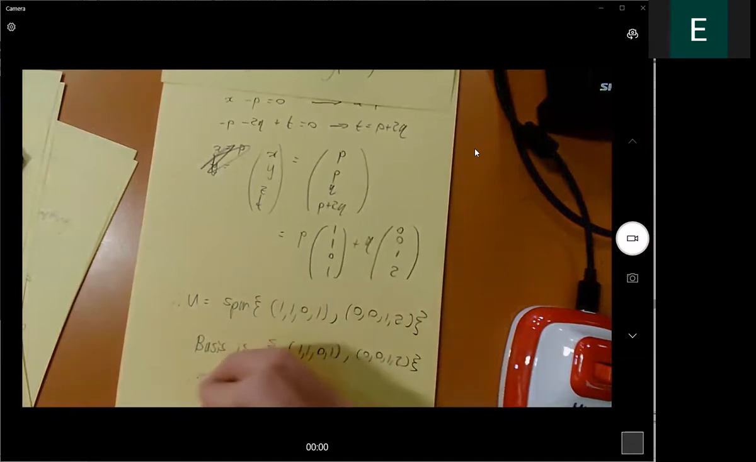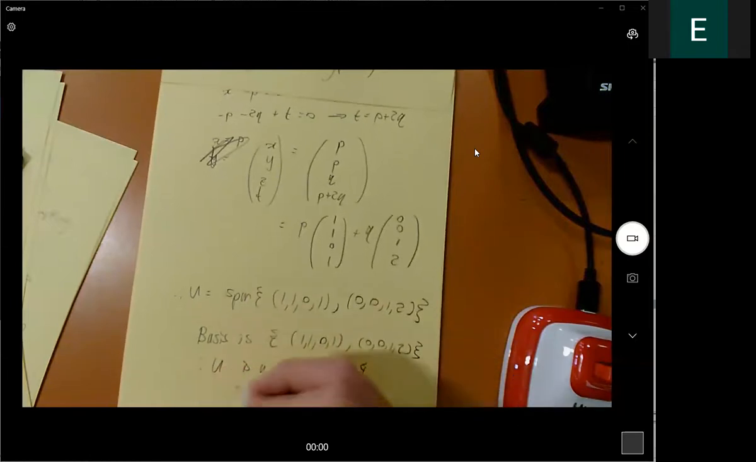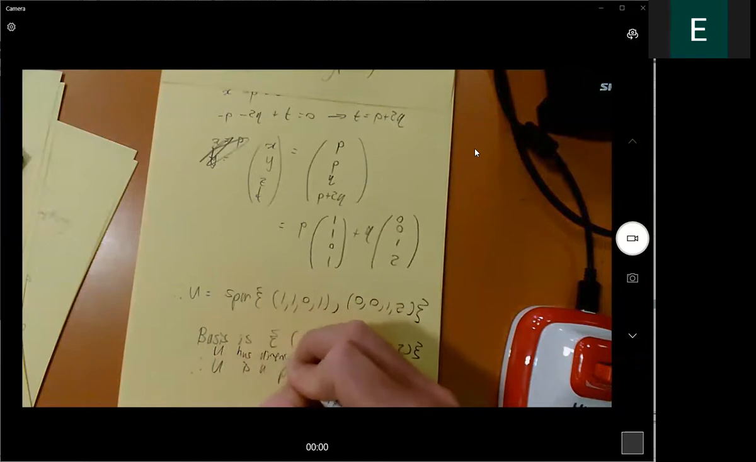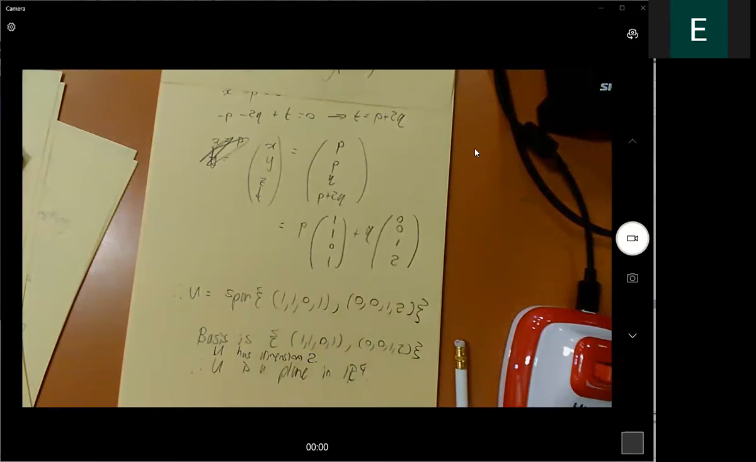And therefore, U is a plane in R4 because it's two-dimensional. U has dimension 2. So the place where the vectors are has dimension 4 because there's 4 coordinates, but the vectors in U themselves together, that U is a two-dimensional object. When I color in all those points, it's a plane, which is two-dimensional.